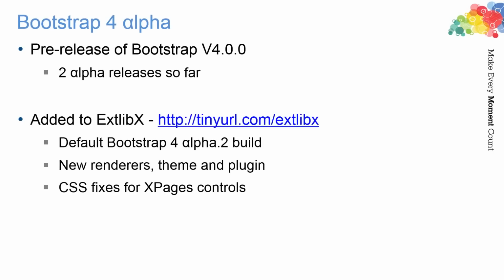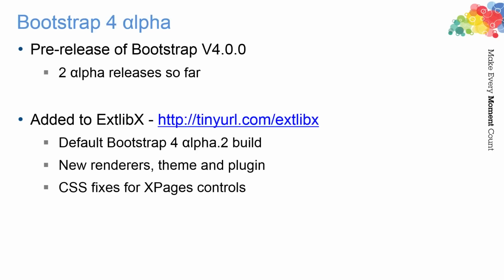So late in 2015, I think it was in August, the Bootstrap team announced that they had been working on Bootstrap 4 and that they were making the first pre-release of that, which was an alpha version. Since then, they released a second alpha version with some added improvements. So two alpha releases before the end of 2015.